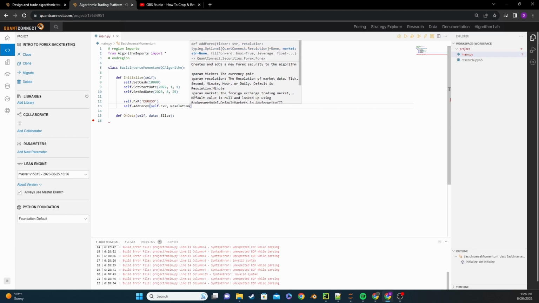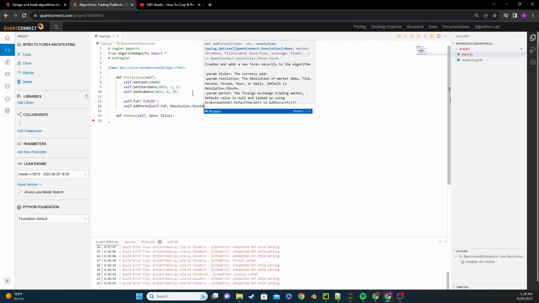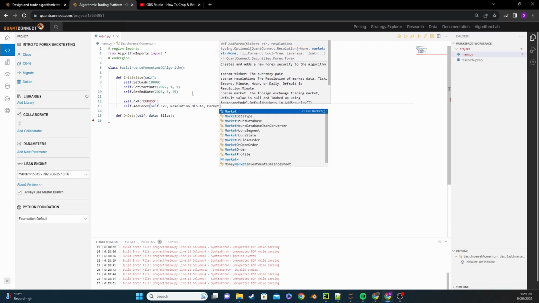Okay, so this algorithm that we're having is going to be receiving data on a minute basis. And then what is the market? So the market determines where we're getting our data from. If you're not familiar with the Forex market, one thing to note is that the Forex market is not like the stock market, right? It's not centralized, it's more over the counter.